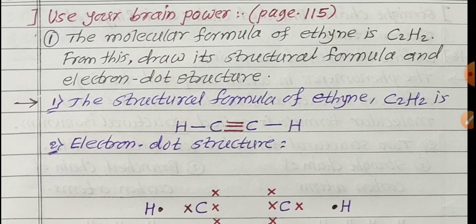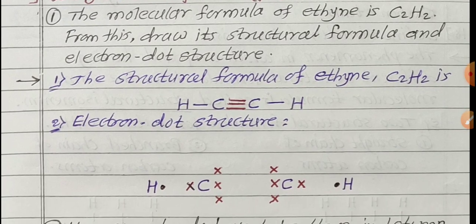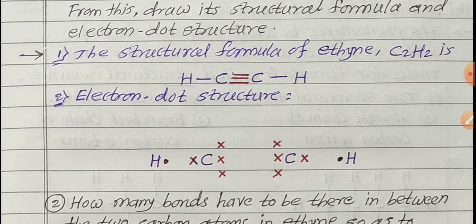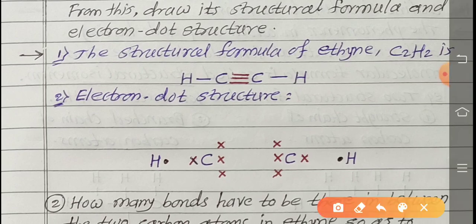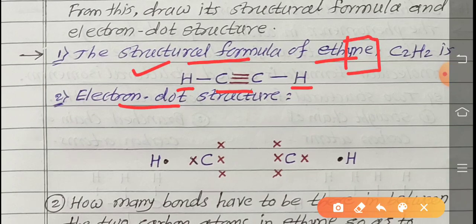Next. Third answer, use your brain power, that is given in our textbook on page number 115. The molecular formula is given here for ethine, C2H2. From this, draw a structural formula and electron dot structure. The structural formula of ethine, that is C2H2, is like this. Ethine means yne is present at the last, means carbon-carbon triple bond, and the remaining valence is satisfied by hydrogen atoms. 2 hydrogen atoms are given here. This is a structural formula. Now the electron dot structure looks like this.